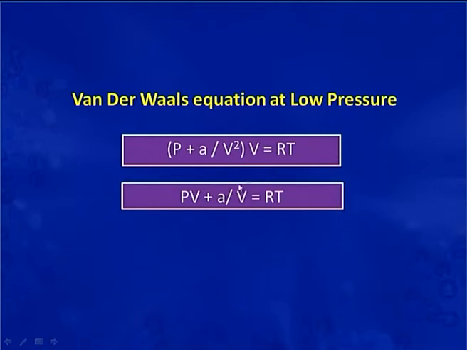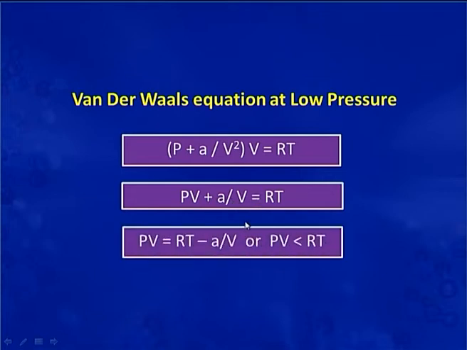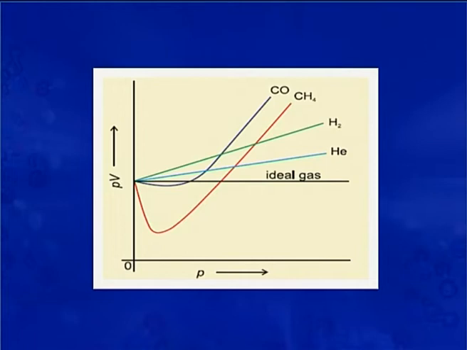And then you can write it like this, PV + a/V = RT. Then you can write it as PV = RT − a/V. So, it is written as PV is less than RT here. From this graph, this accounts for the dip in this PV versus P isotherm at low pressure. You can see a dip here in this graph.